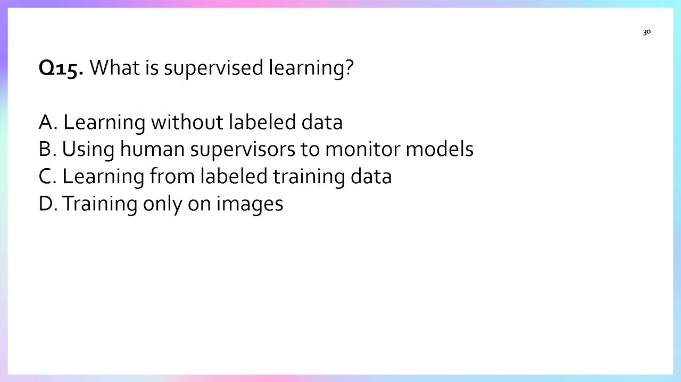Question number 15. What is supervised learning? Learning without labeled data, using a human supervisor to monitor the model, learning from labeled training data, or training only on images. Supervised learning is not about human supervision to monitor people. Supervised learning is learning from labeled training data. So the correct answer is option C.